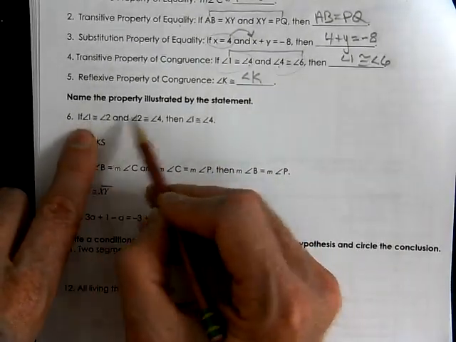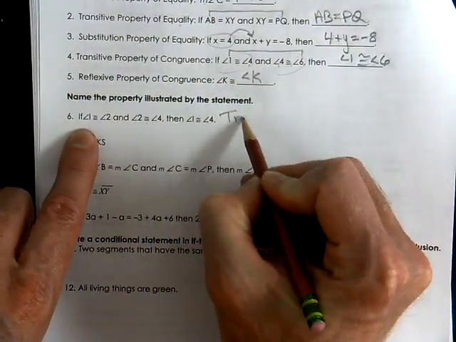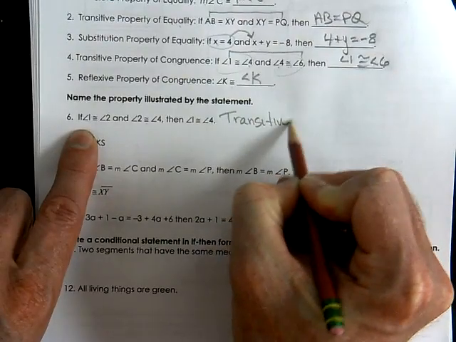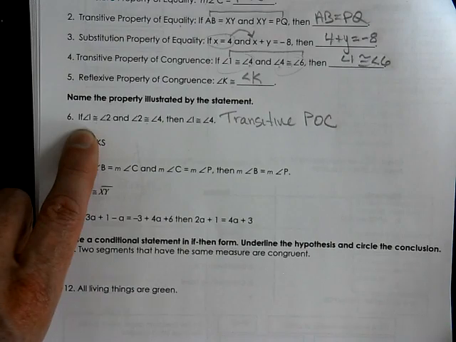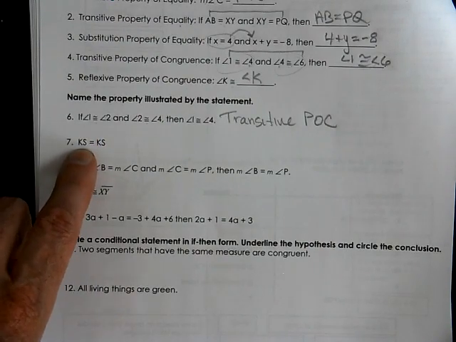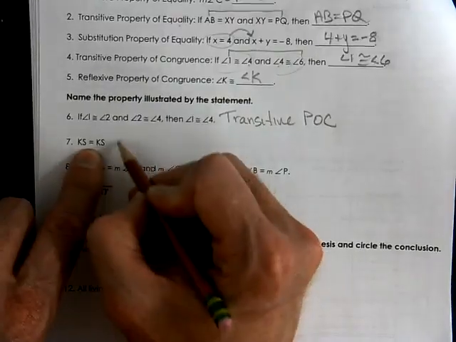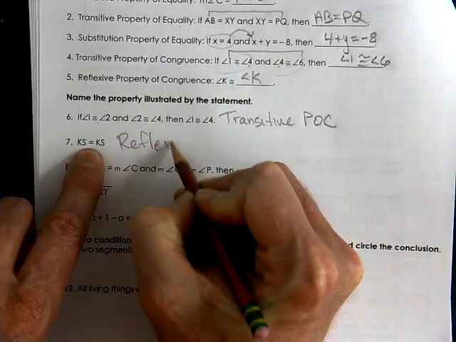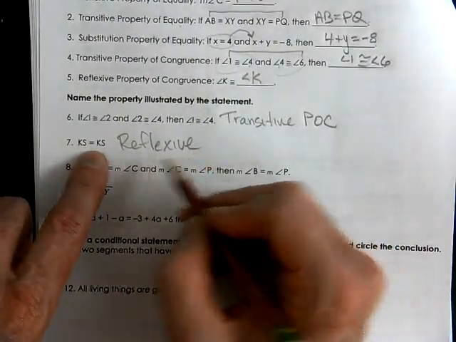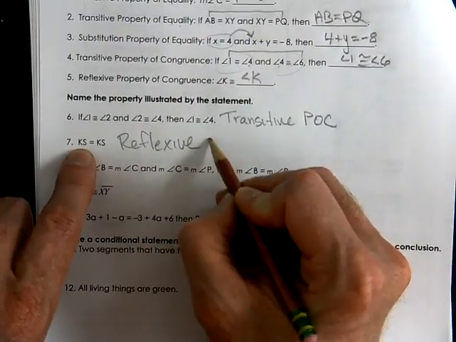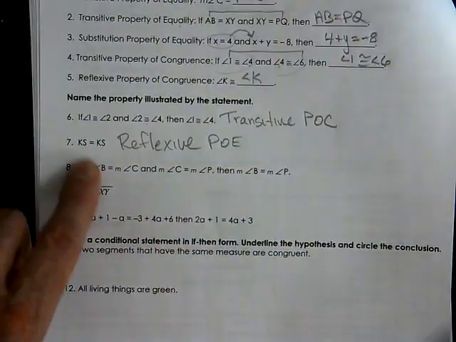Here we have the 3 parts I referred to, and we notice that it's congruence. So it's transitive property of congruence, and you can abbreviate that POC. Here we see that KS is equal to KS, so that's reflexive because it's equal on both sides, or the same on both sides, and because it's an equal sign, it's property of equality. POE.